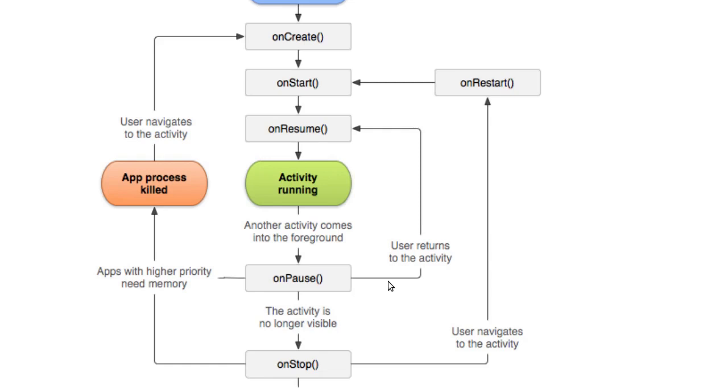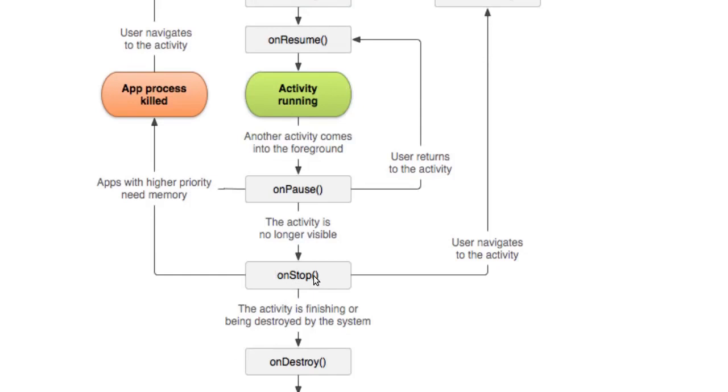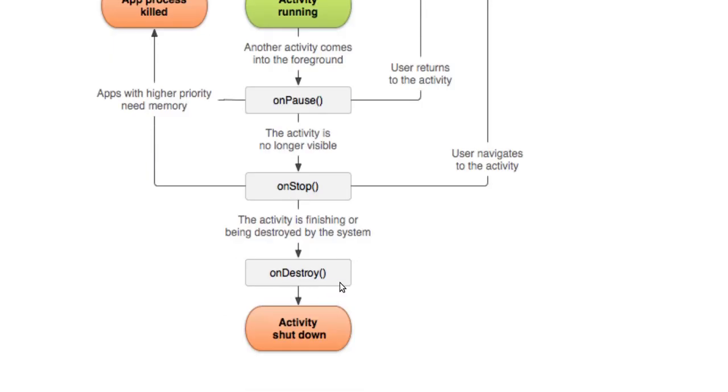And if the user returns to the activity again, then it will call the onResume method, and in this fashion the activity runs through onResume and onPause. If the activity is no longer visible to the user, because we moved to another application or closed it, then the onStop method would be called, and there is one more method, onDestroy, when the activity is finishing or being destroyed by the system. Sometimes we destroy the application ourselves, or sometimes the system will destroy it. In that case the onDestroy method will be called. That is the end of the activity, the activity shutdown.